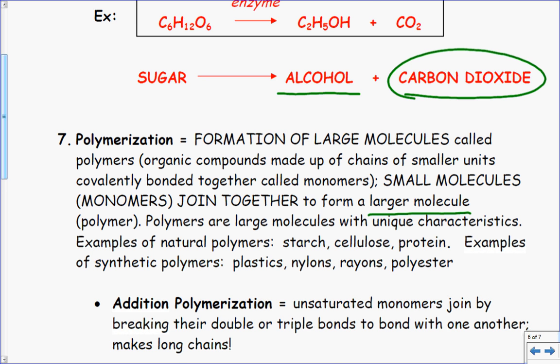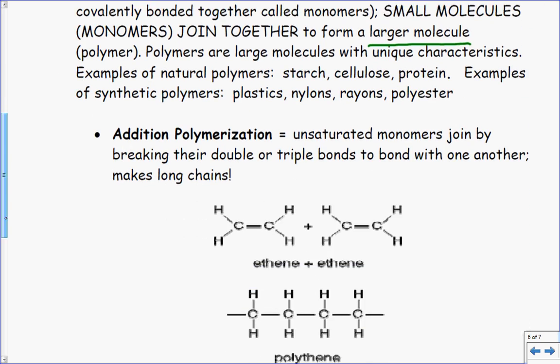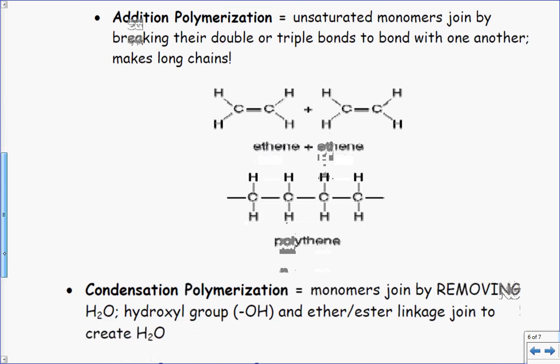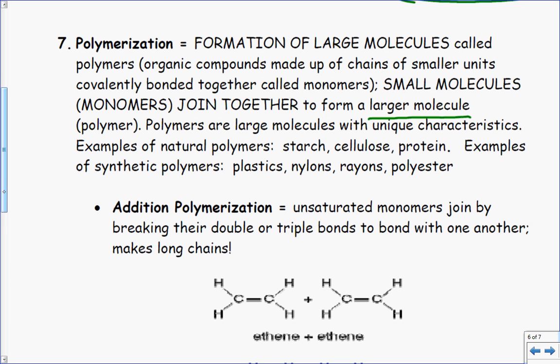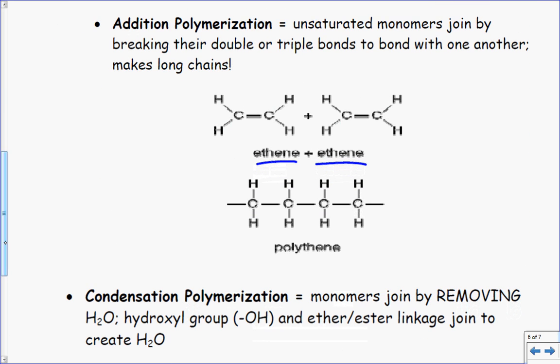So let's go down and do what we're looking for on this. I'm going to take small molecules, monomers, and join them together. Mono means one, poly means many. So I'm going to make many. So I have an ethene and an ethene. These are my two small molecules. Okay. And I'm going to form them into polythene, because now there's many things.